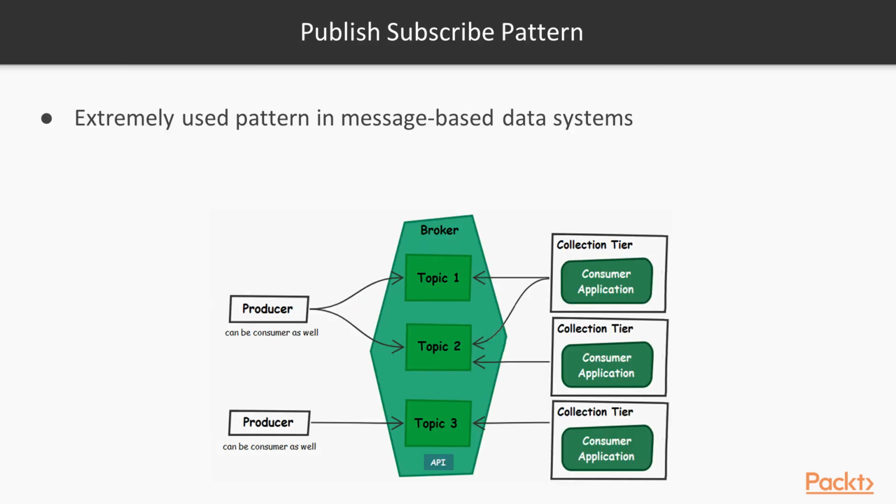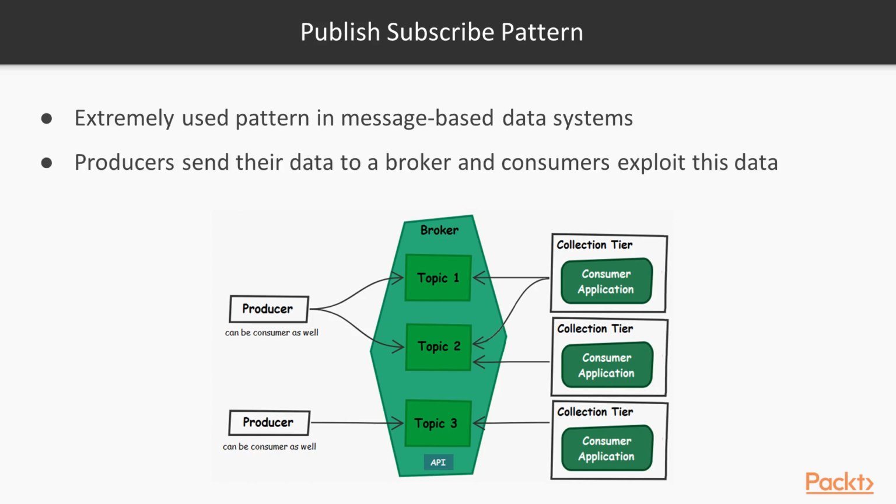Okay, now let's discuss the publish-subscribe pattern. This is a very used pattern in message-based data systems such as Apache Kafka. Typically, a handful of producers send their data to a broker, and consumers exploit this data. Producers can be consumers as well, and vice versa. Now, from a streaming perspective, the collection tier can act as a consumer, but it can be a producer as well.